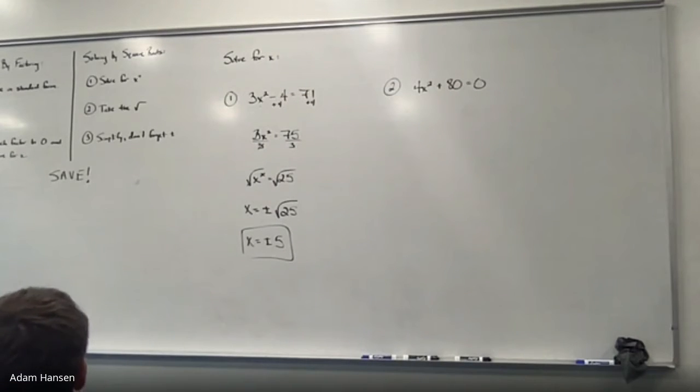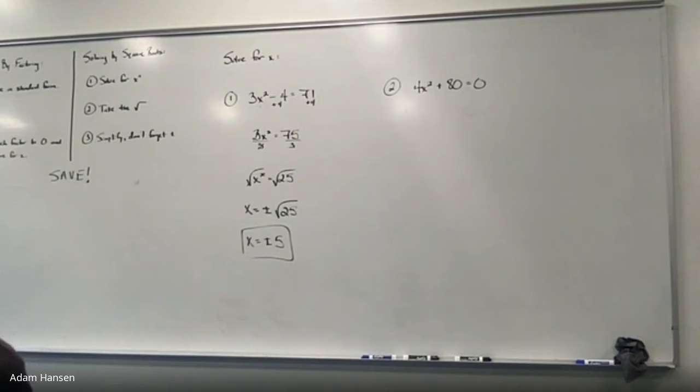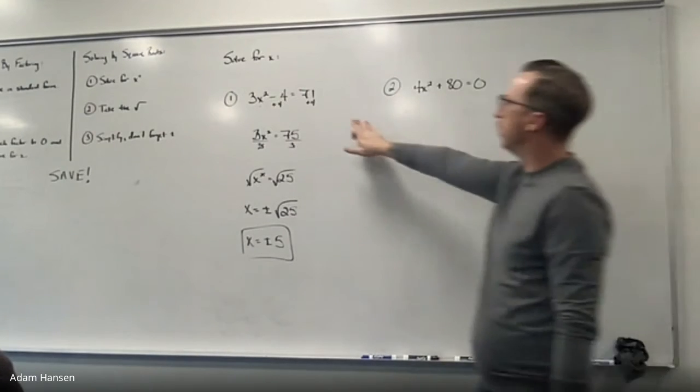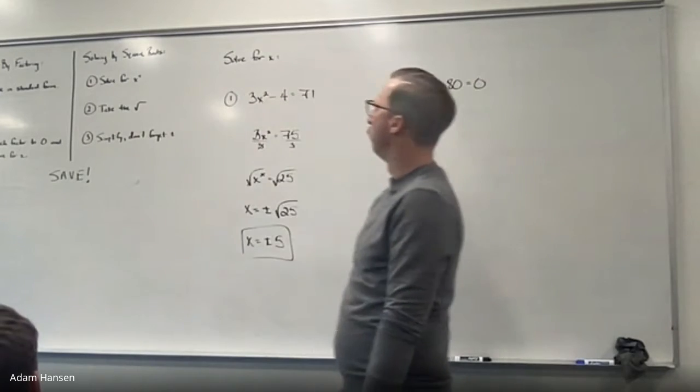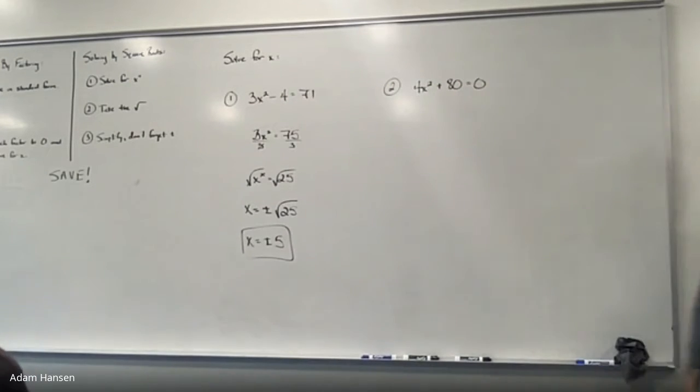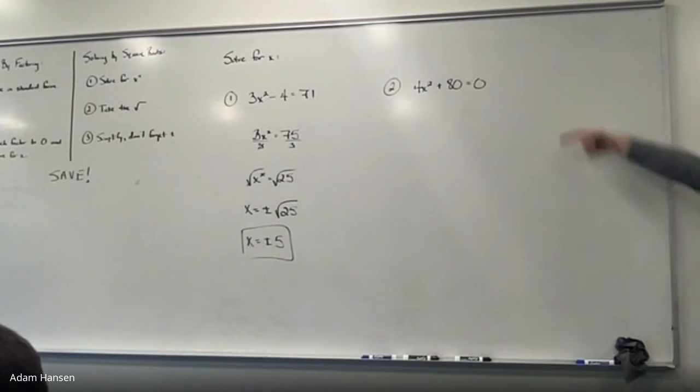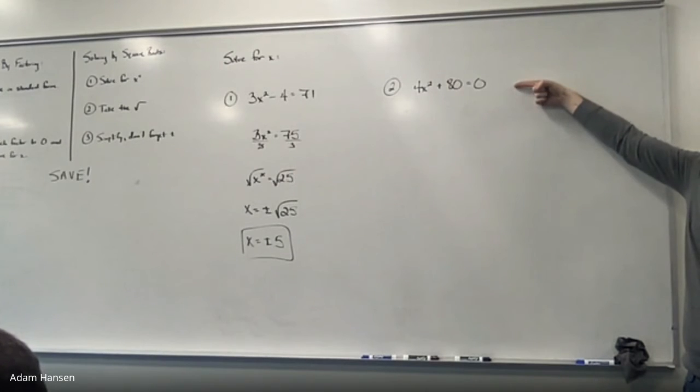Next one is 4x squared plus 80 equals 0. Before I try and solve this, compare these 2 equations. What do you notice about them? Let's talk about why solving by square roots for this type of equation makes the most sense. There's lots of different methods we're going to use throughout this unit. Why would I choose to solve by square roots for this particular type of equation? What makes them similar? Yeah, go ahead.